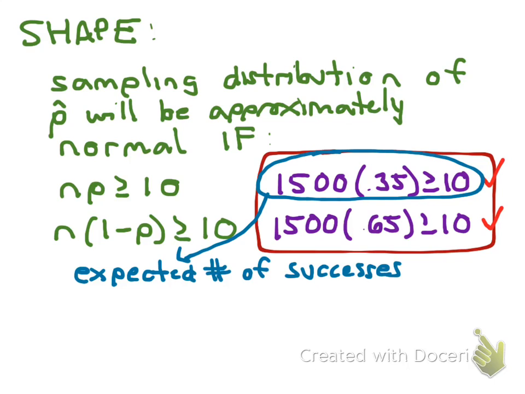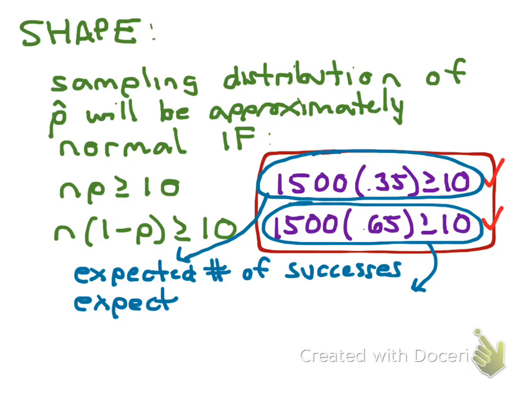Also, that top formula would give us the expected number of successes. If we were to go out and survey 1,500 people, 35% of them agree with our survey. That would be the expected number of people I would expect to see agree with my survey. Conversely, the other one is oftentimes called the expected number of failures. Those will just be two different terms that we'll use for those np and n(1 minus p) formulas. Expected number of successes, expected number of failures.